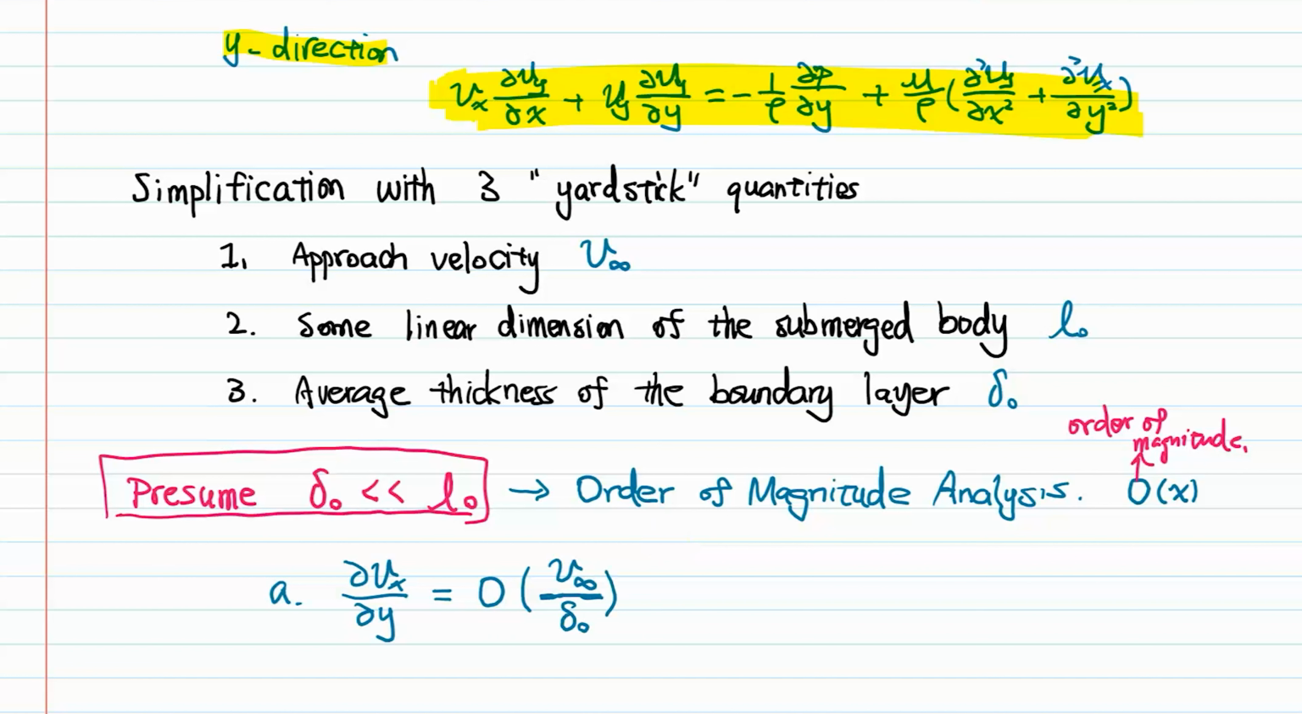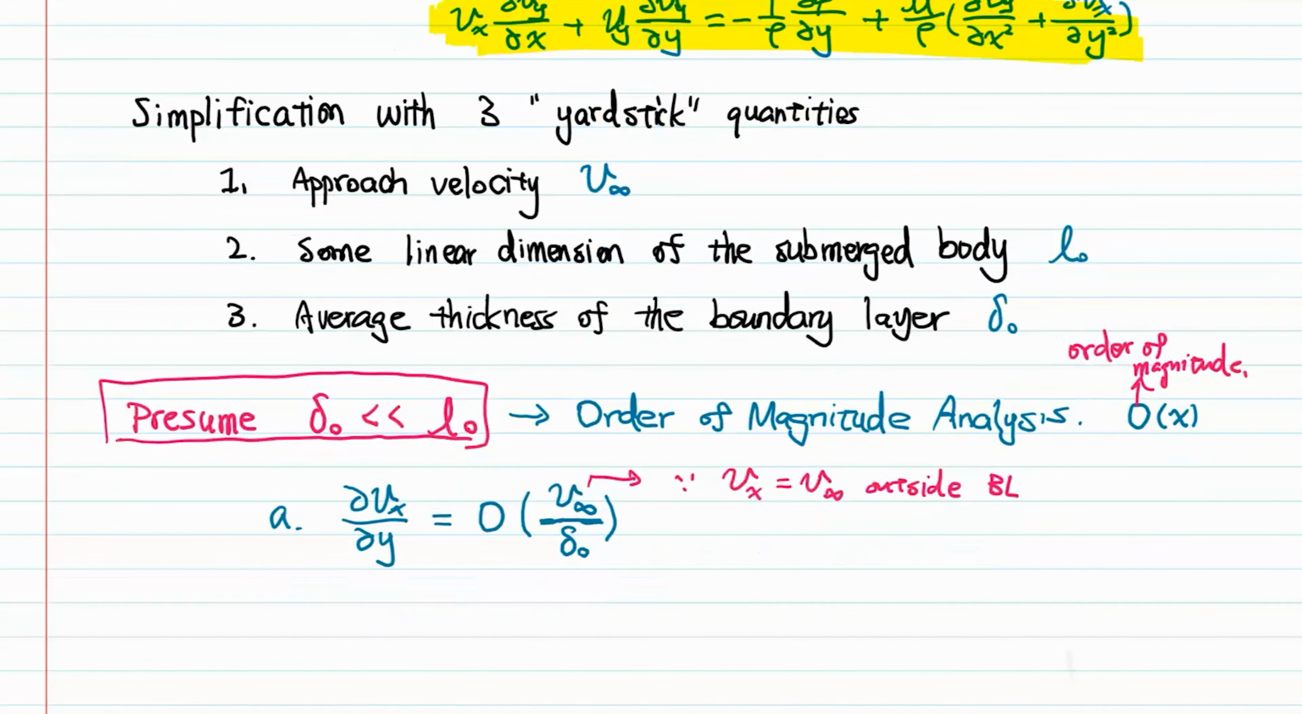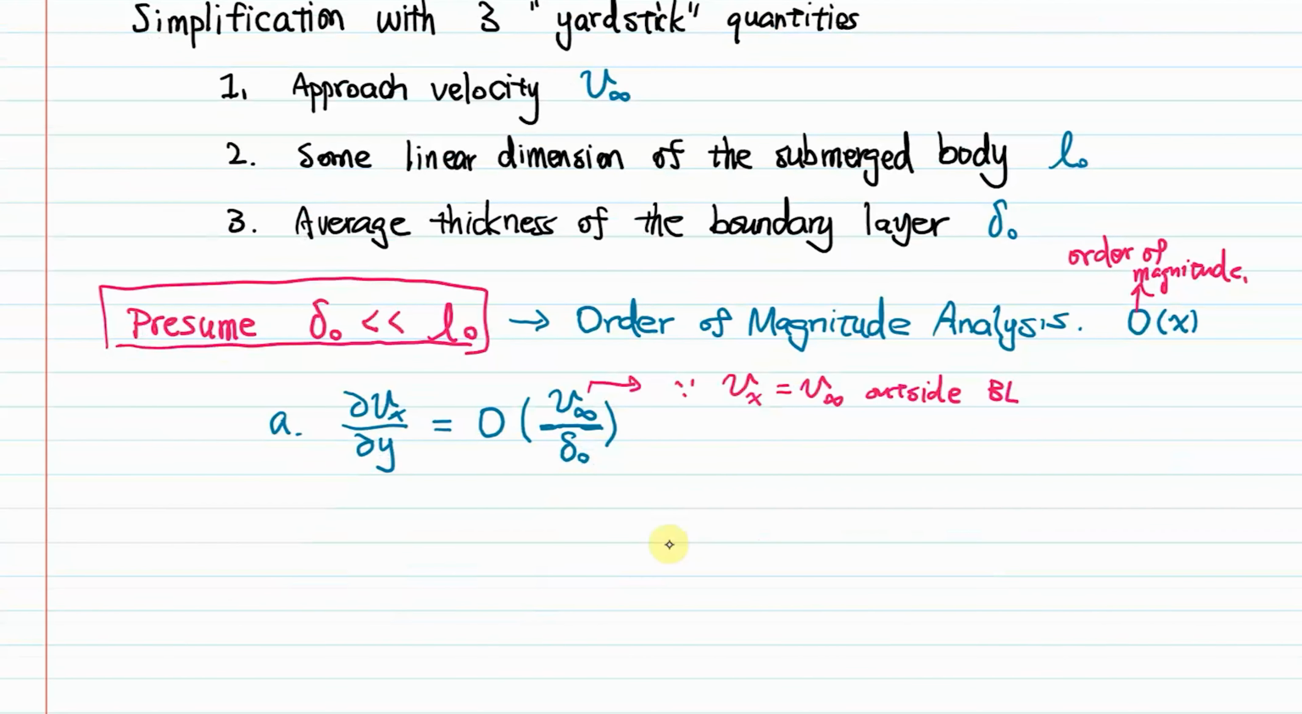Another reason for using V infinity is because outside the boundary layer, Vx actually equals V infinity. Outside the boundary layer. Okay, let's look at a second term here.